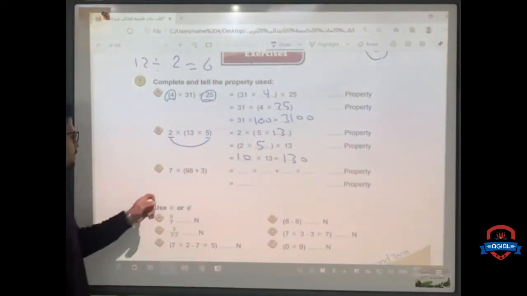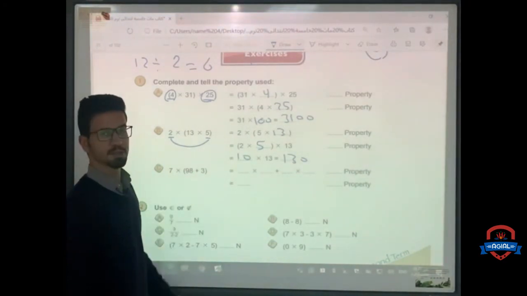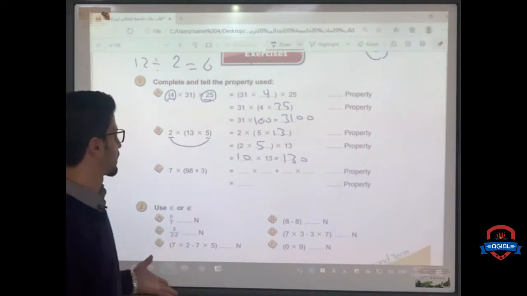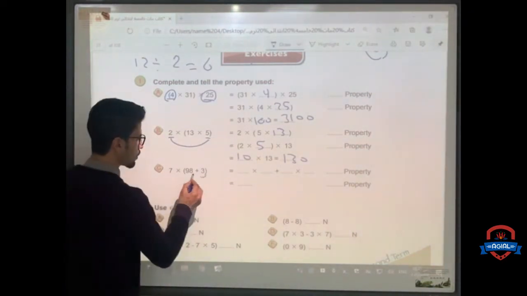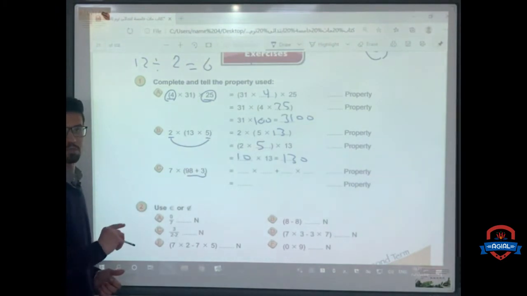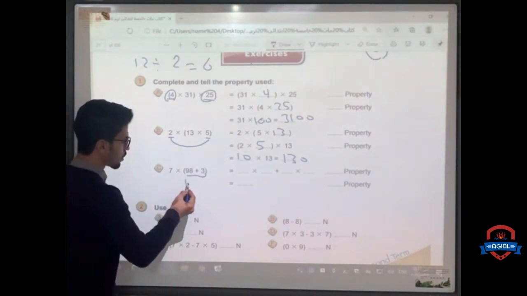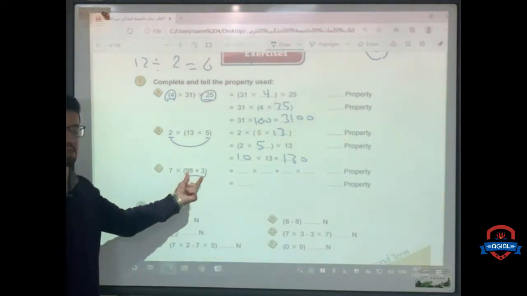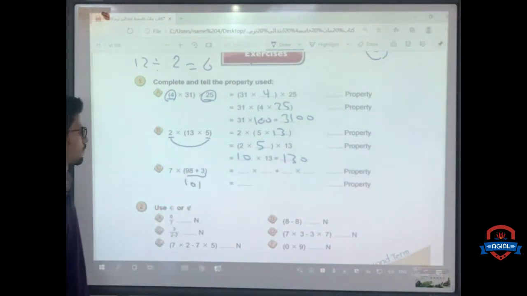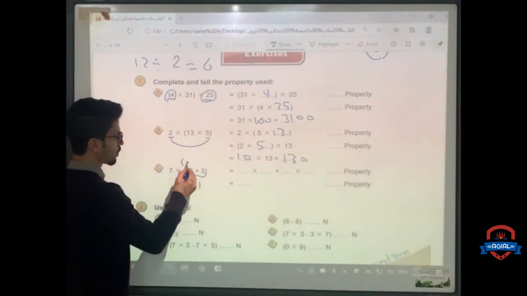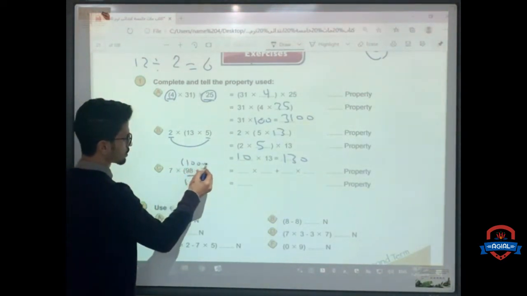And in letter C, we have 7 times 98 plus 3. We have to use the distributive property, but we can't change these two numbers. We have 98 plus 3, and 98 plus 3 equals 101. So we can change these two numbers to help us find the product. So we can say we have 7 times 100 plus 1.